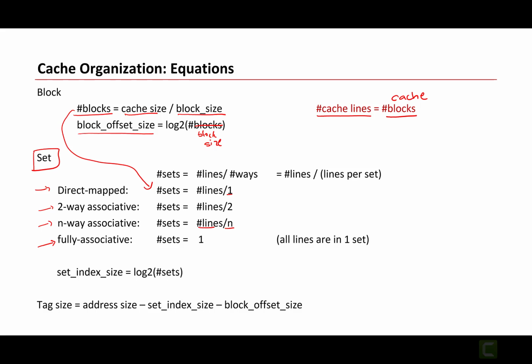Once you have figured out the number of sets, computing the set index size is trivial. Just take log to the base 2 of the number of sets. And once you have your block offset size and the set index size, you subtract those from the given address size, which is defined by your ISA. Then you get your tag size.